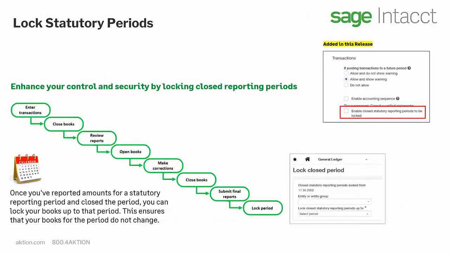There are options to enhance your control and security. You can go into the general ledger and select to enable closed statutory reporting periods to be locked to ensure that once your books have been closed for that period, no one can make changes anymore to that closed period, to just enhance that extra layer of control.